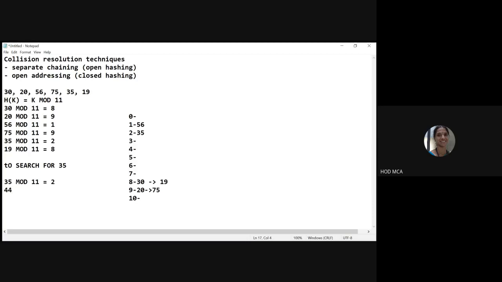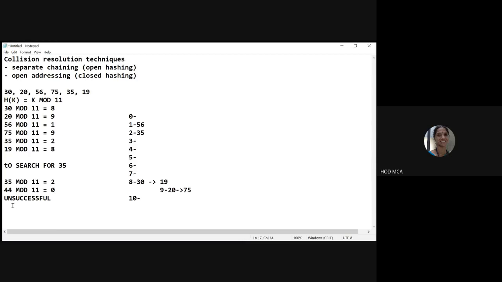Now, suppose I take 44 as another number. I want to search for 44. When I try to search for 44, I take 44 mod 11. 44 mod 11 is what? 0. Is it not? Mod you should take, don't get confused. 44 mod 11 is 0. So I will go to the 0th location and I don't find 44 there. I may find something else, I may not find anything, that's fine. But 44 is not there at location 0. So what will happen? My search becomes unsuccessful. I hope I am clear.